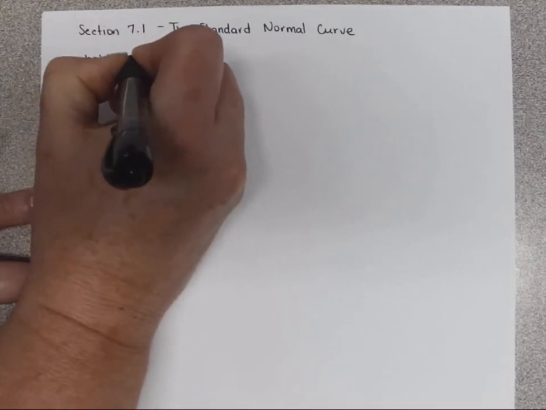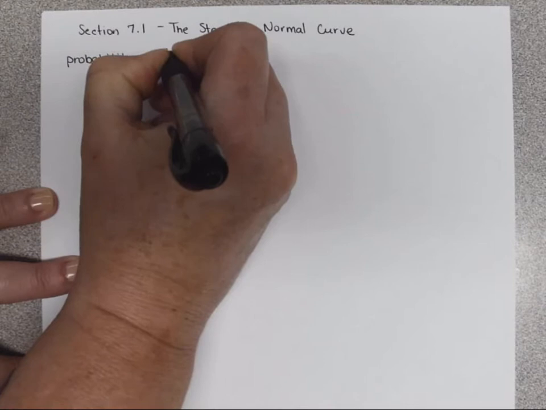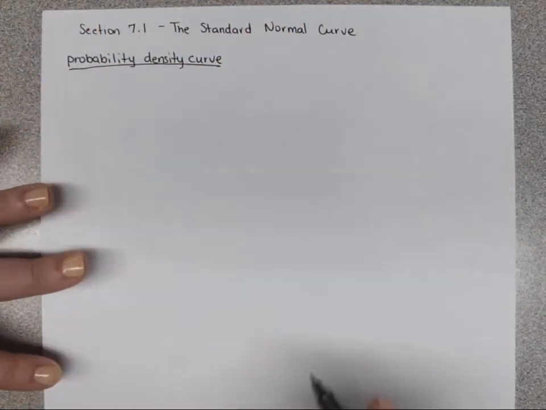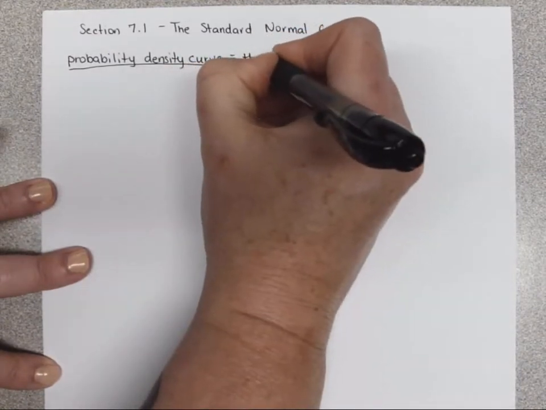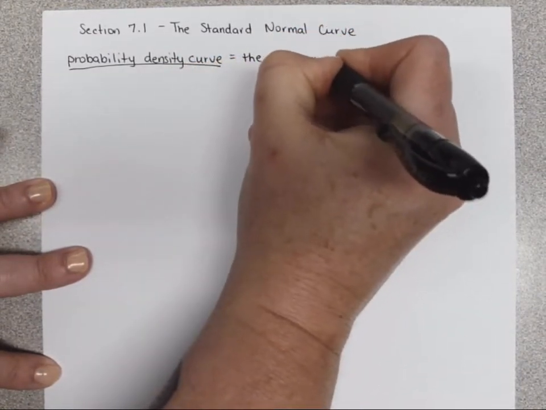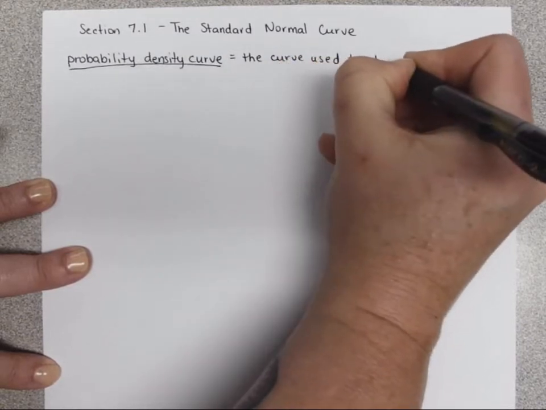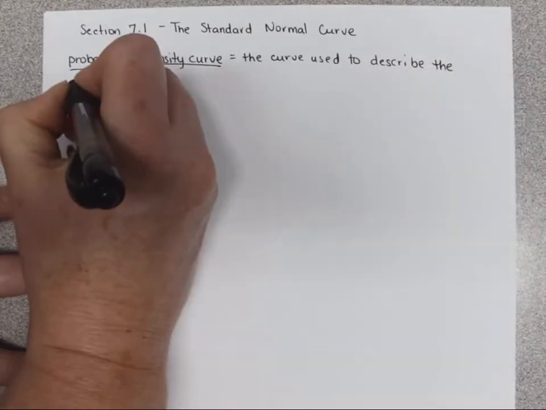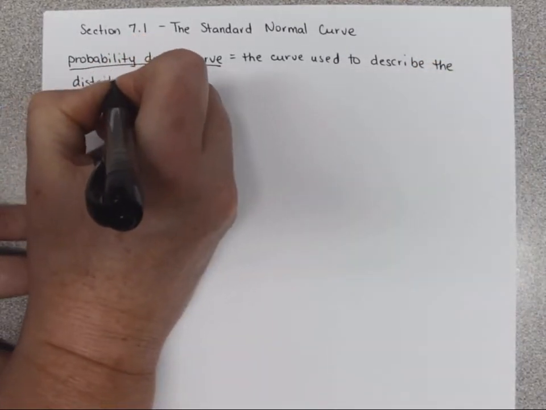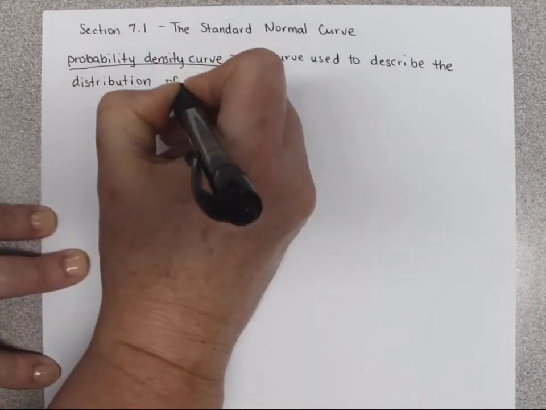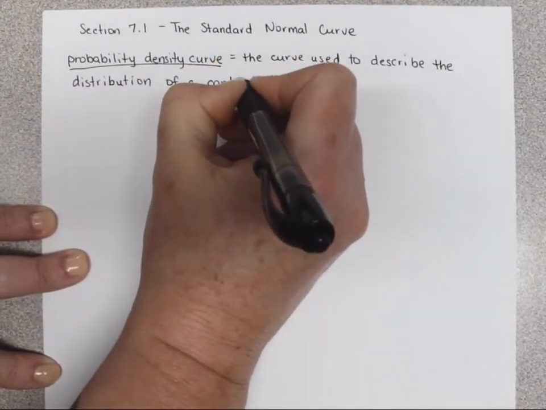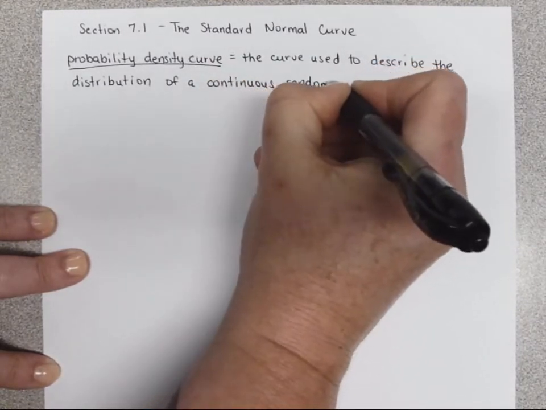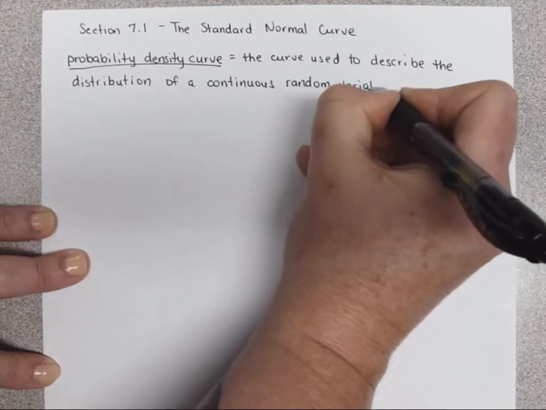We're going to be looking at a lot of these types of curves over the next few weeks. So let's talk about what a probability density curve is. This is just a curve used to describe the distribution. Distribution means how it's laid out, of a continuous random variable. Remember, continuous random variables can take on any value in an interval.